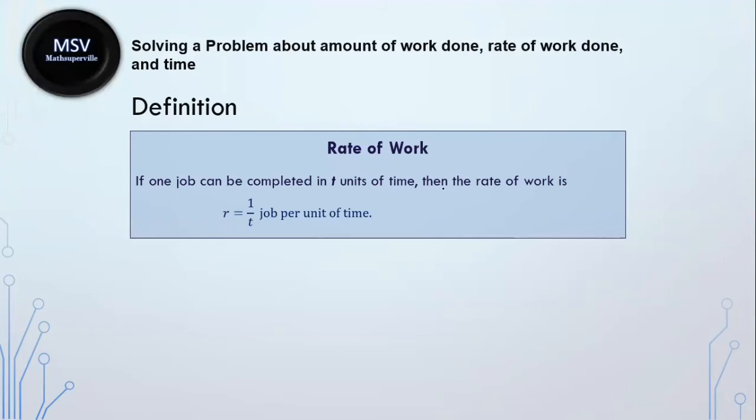The problem about rate, time, and distance can be extended to problems involving amount of work done, rate of work done, and time. So whenever we think about rate of work done, we think of one job being done. So if one job can be completed in t units of time, then the rate of work is the one job divided by time, so that we have job per unit time.